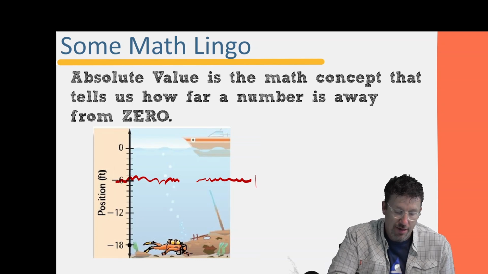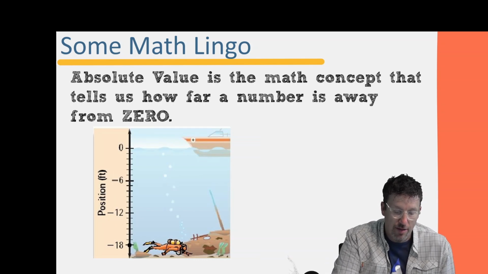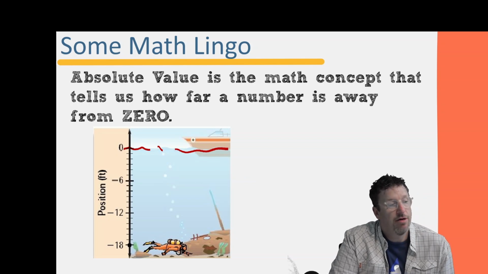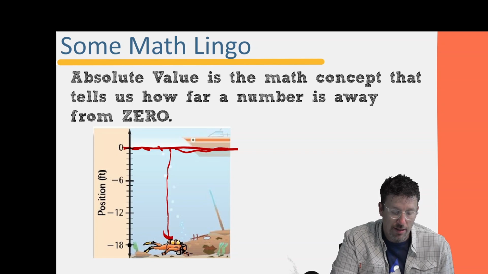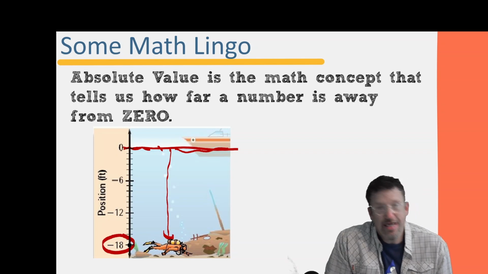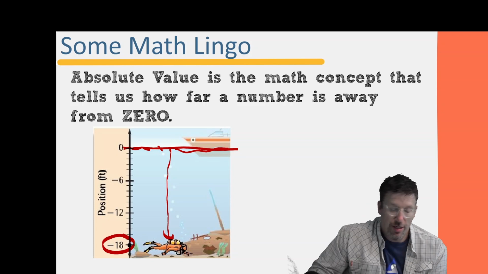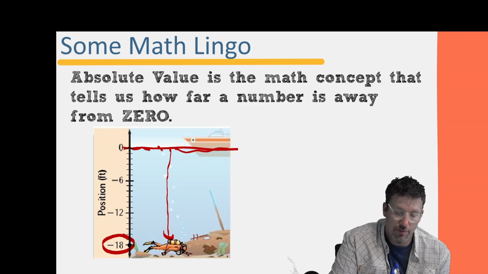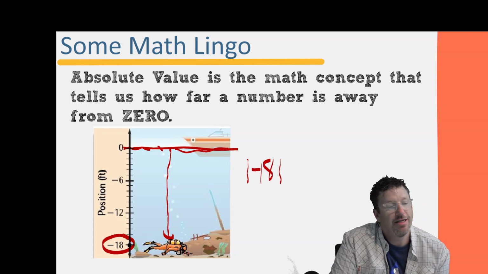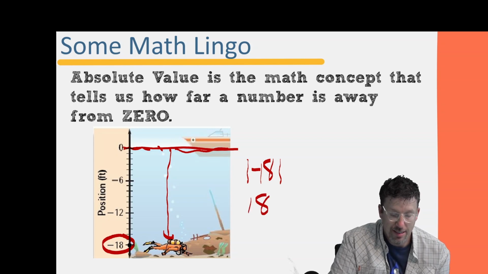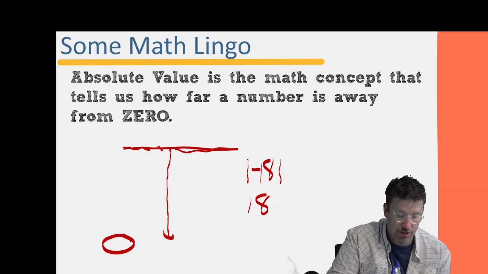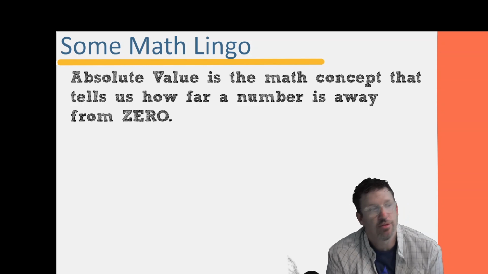Okay, and if you look at this guy right here, Scuba Steve's rocking it in the ocean right now. Well, here is 0, which is sea level right there. Scuba Steve is way down here. He is located at 18 feet below 0. To solve that, we want to know how far away he is from 0. So we say, what is the absolute value of negative 18? Well, that would be 18. He is 18 away from 0. Good work.